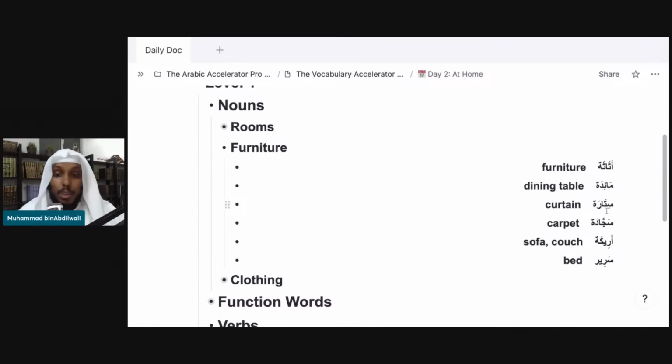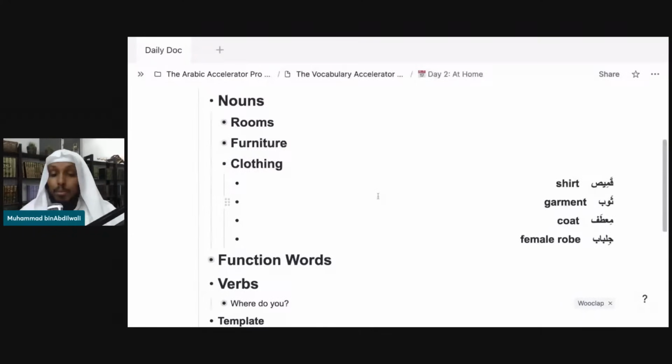Then we have clothing, pieces of clothing. We have qamis, shirt, thobe, garment, and obviously thobe, the way people use it, they mean the thobe that men wear. But in its origin it means garment. Mi'taf, coat, and jilbab, the female robe that they use to cover themselves, right? Jilbab, okay? And hijab as well is also called that, the thing that Muslim women wear. So they're kind of the same thing, jilbab, hijab, okay?